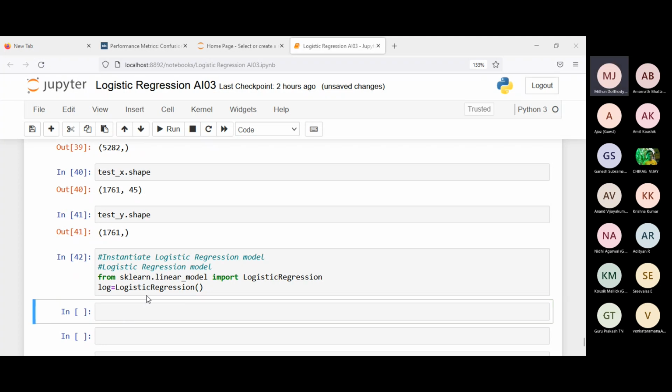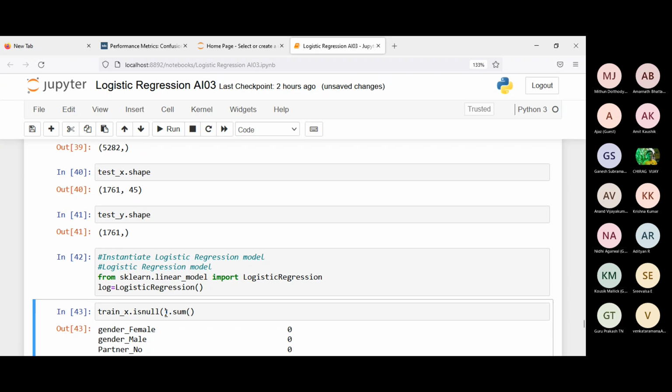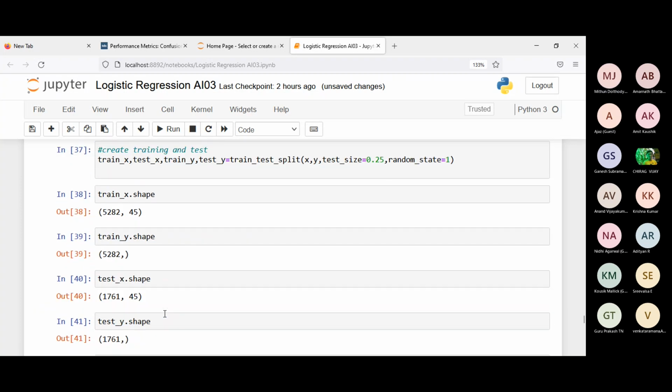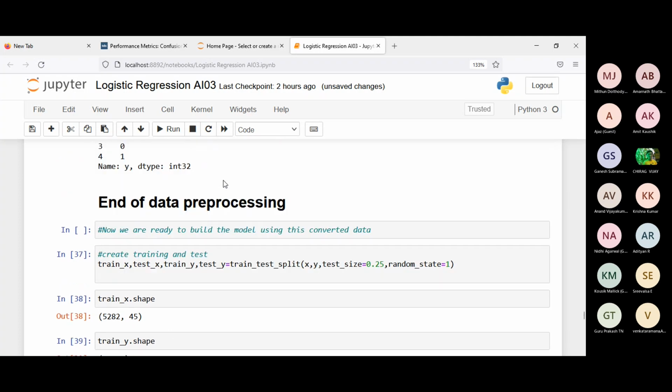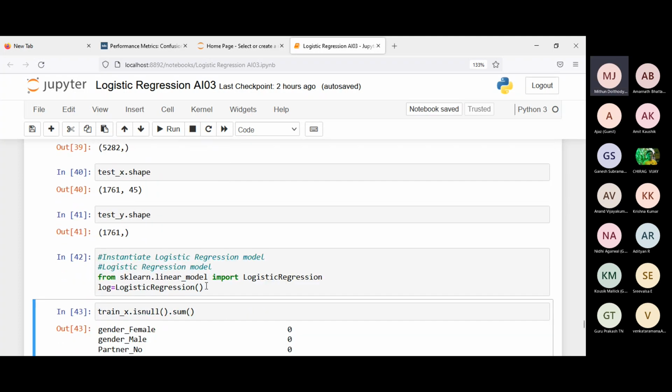Let's move on from this. Let's check if there are any missing cases in the train data set. I'll show you. This is the one: from sklearn.linear underscore model, import LogisticRegression. L is in capital letters, R is in capital letters. Any problem?